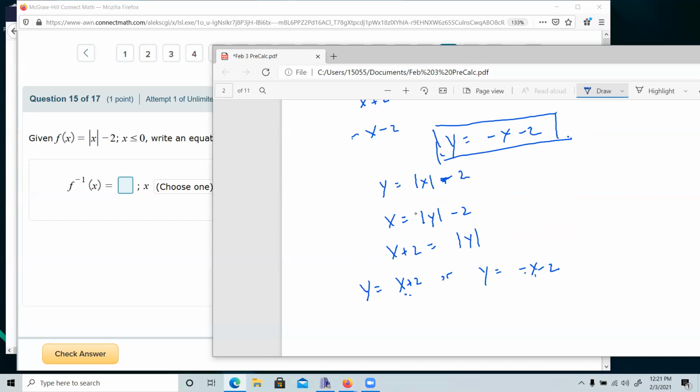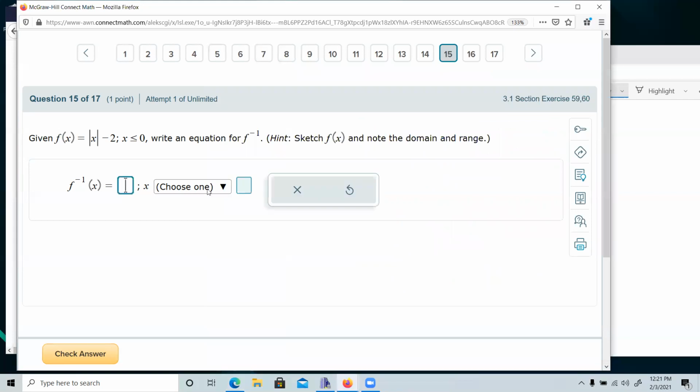We could put this, we could say the step before this would be that one. So I guess that is our answer. It does have its own inverse. It's weird. So we have negative x minus 2.